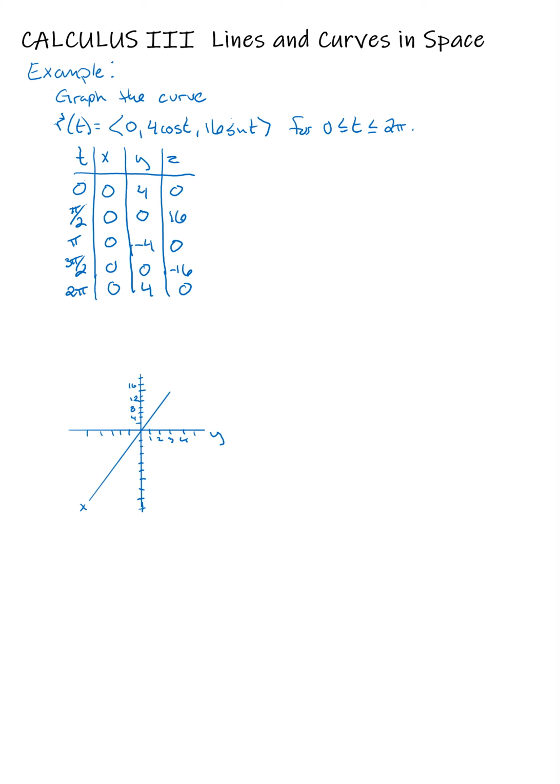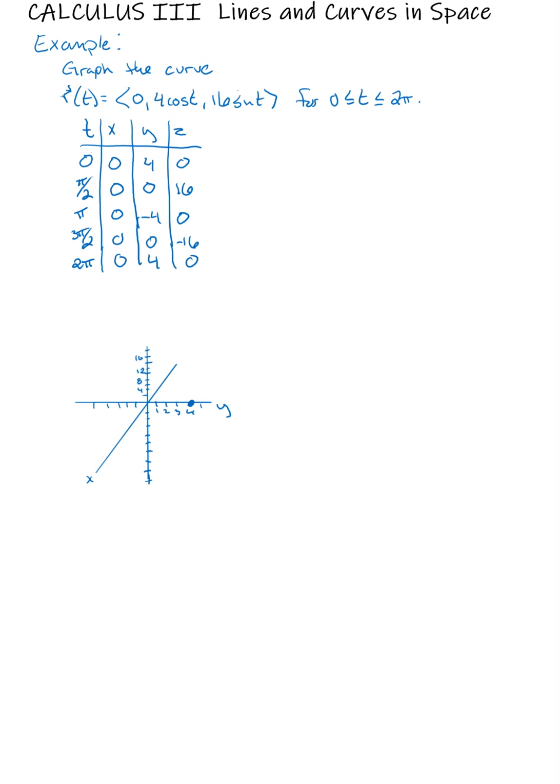Okay. Now, if we plot these, 0, 4, 0, that's 0 on the x-axis, 4 on the y-axis, and 0 on the z-axis, which is really just like a y-intercept. 0, 0, 16, that's a z-intercept. 0, negative 4, 0 is out here, and 0, 0, negative 16 down here. And then, of course, 0, 4, 0, we've got that point already.